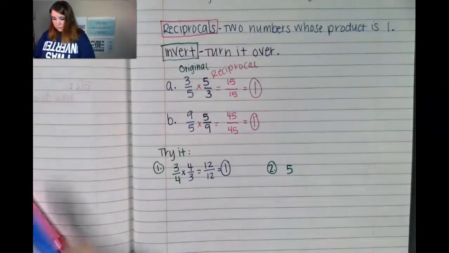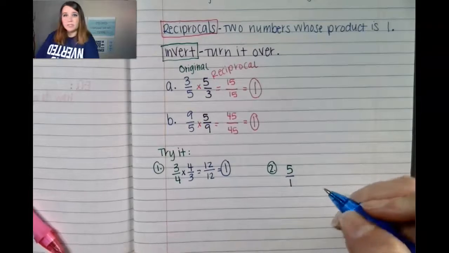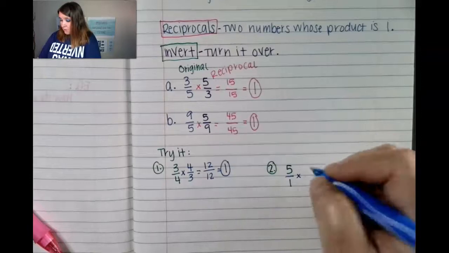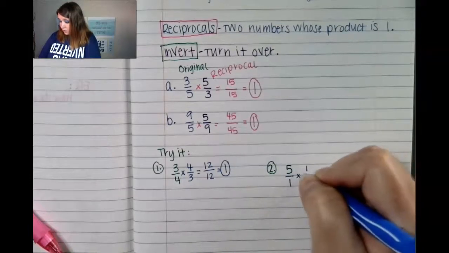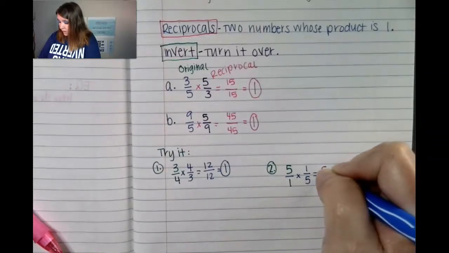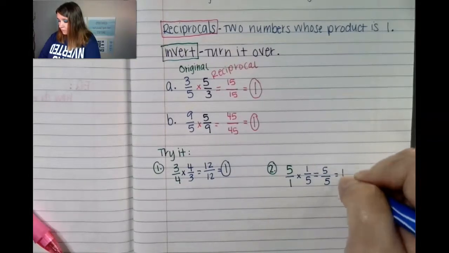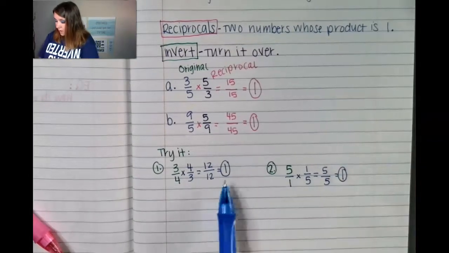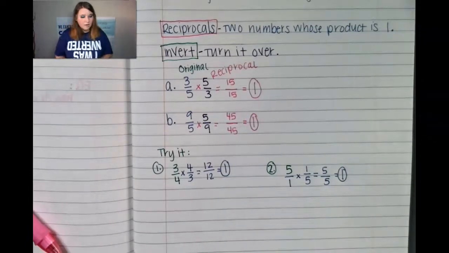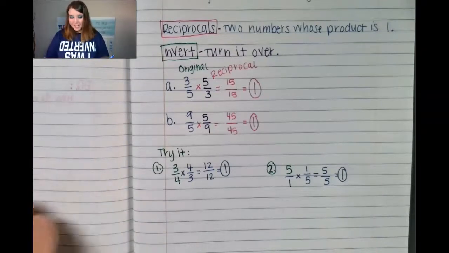This one is a little bit tricky. First, I would have to put a 1 underneath it to make it into a fraction. Then I can multiply it by its inverse, which is 1/5. And 5 times 1 is 5. And 1 times 5 is 5. And that gives me 1. So I get a reciprocal on every single number, a product of 1. Nice job, 6th graders. Way to go.